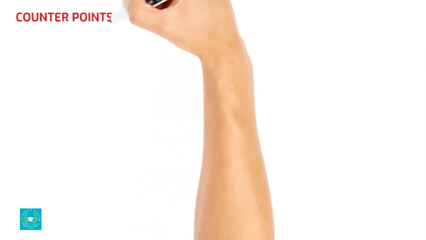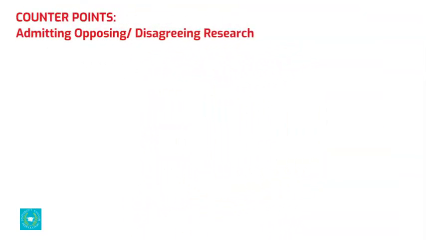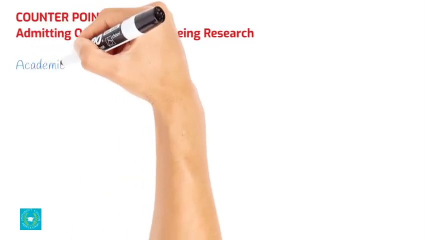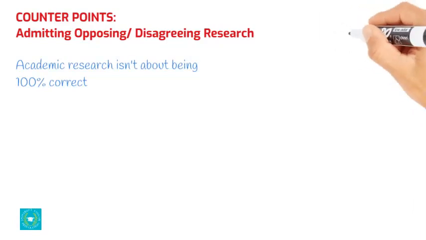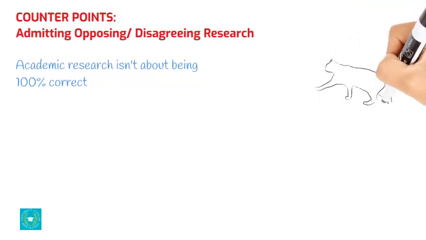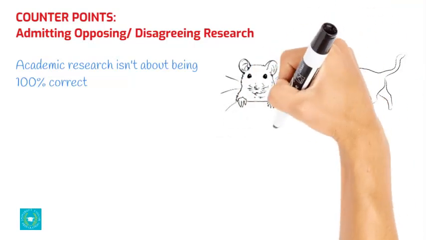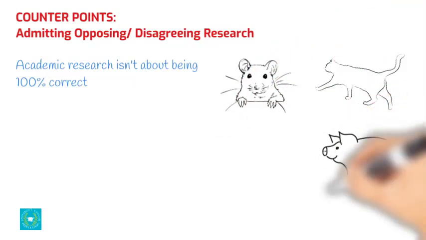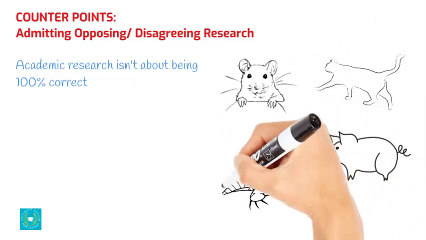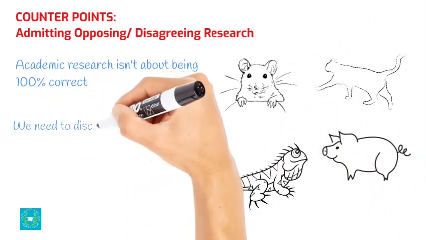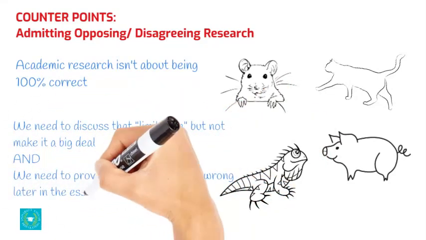As you read more and more academic material, you'll see that research tries to be fair and unbiased. Academic research isn't about being 100% correct, and researchers always mention other research that says the opposite. For example, maybe for this essay, we found research that says most people like other types of animals like cats, rats, pigs, or others. We'll need to admit it, but not make a big deal about it, and then later in the essay, we'll say why this opposite opinion is wrong.